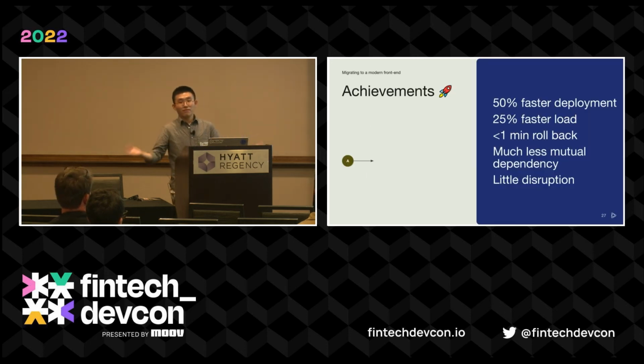So, out of all that, what were the achievements? This is an exciting part, because the deployment was 50% faster. When we deploy the dashboard front end, it's 50% faster. We have confidence that this will go out really fast. And also, 25% faster page load, less than 1 minute rollback, much less mutual dependency, and 5 to 15 minutes of little disruption. But still, it didn't break the entire system.